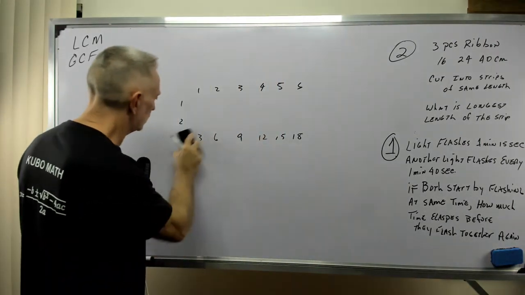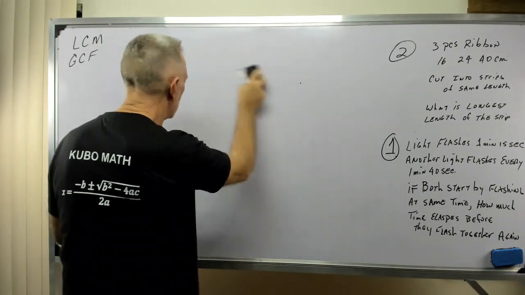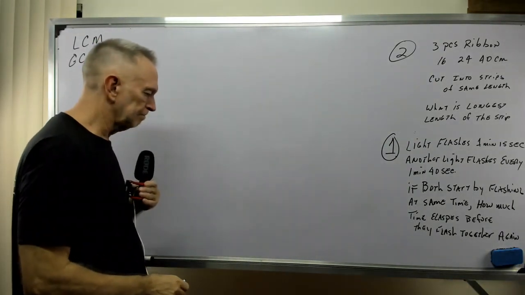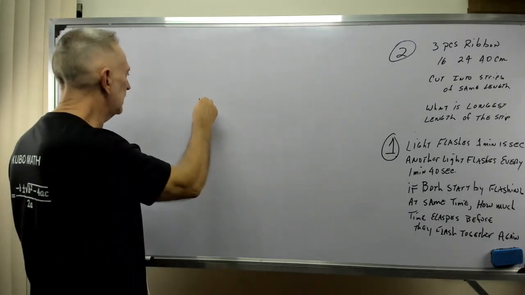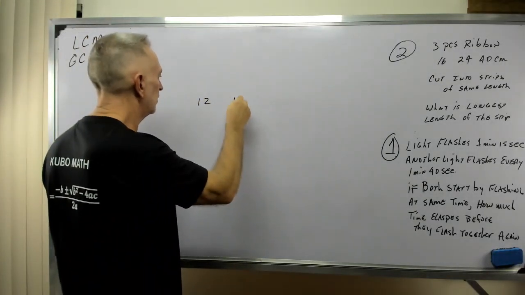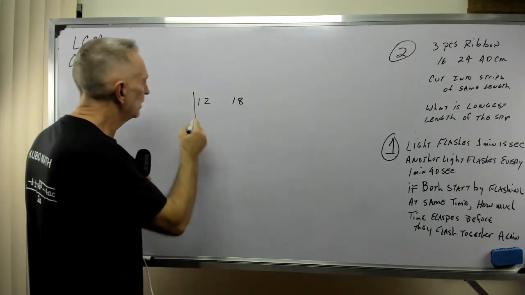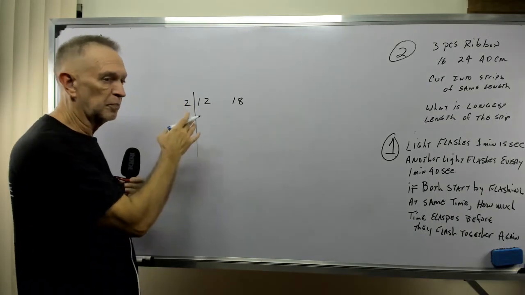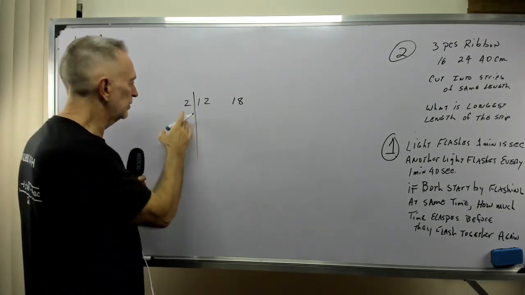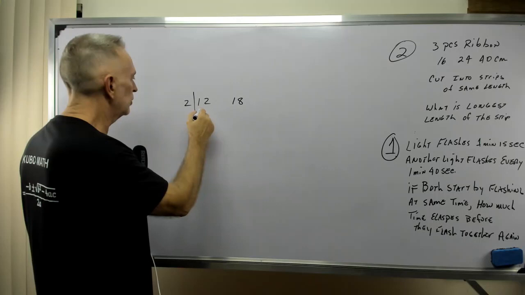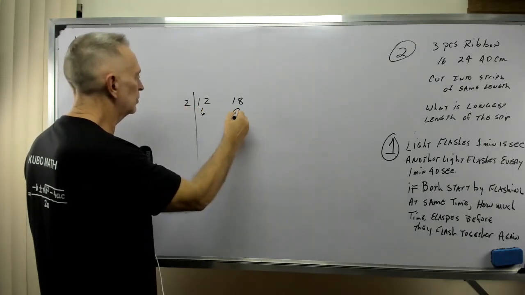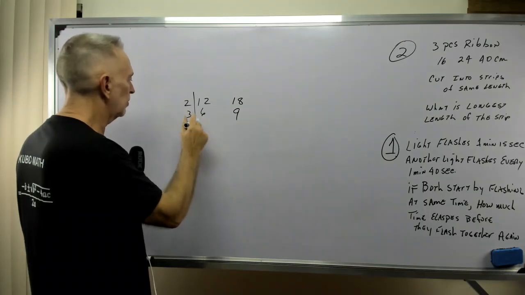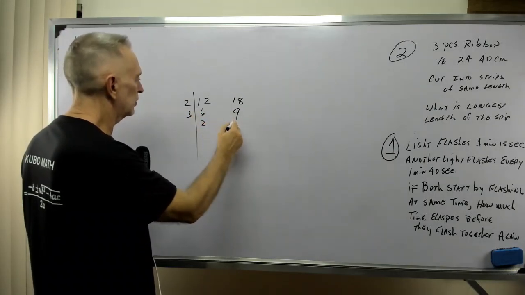Let's take two examples here. Let's think about 12 and 18. Okay, so let's divide both of those by 2. This is a method called prime factorization. So 12 divided by 2 is 6. 18 divided by 2 is 9. So let's use 3 into both of those. 6 divided by 3 is 2. 9 divided by 3 is 3.